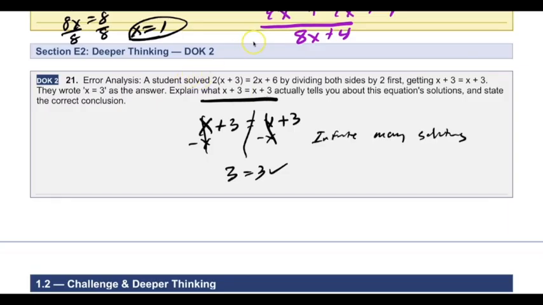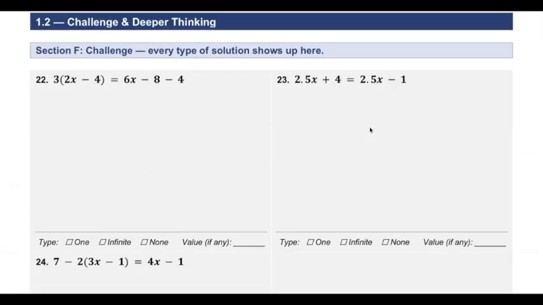So they should get infinitely many solutions, because these are equal to each other. So no matter what you plug in for x, it's going to work. So infinitely many solutions. That's what's going on there.